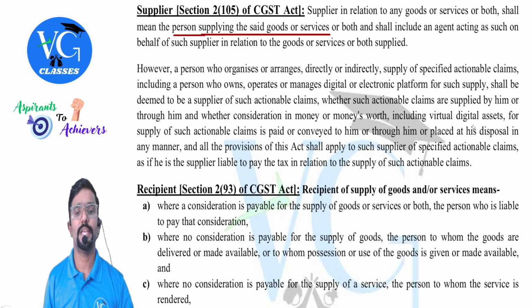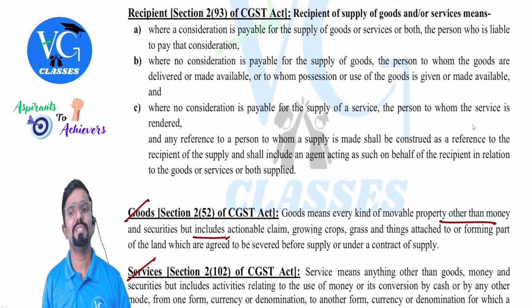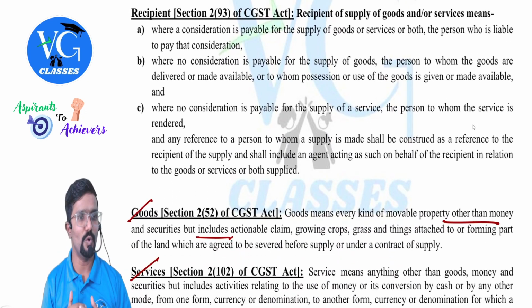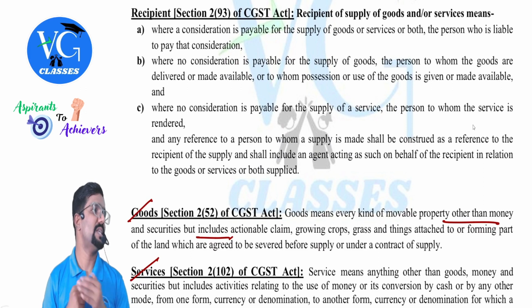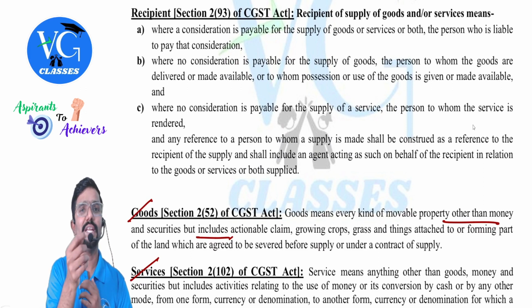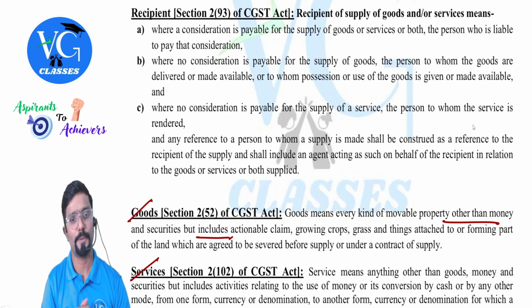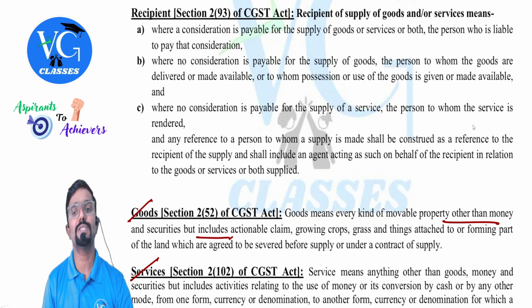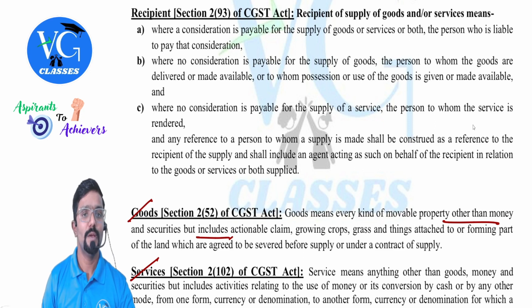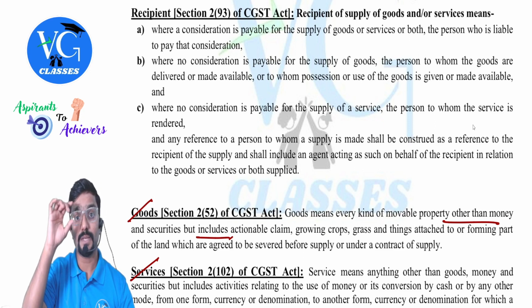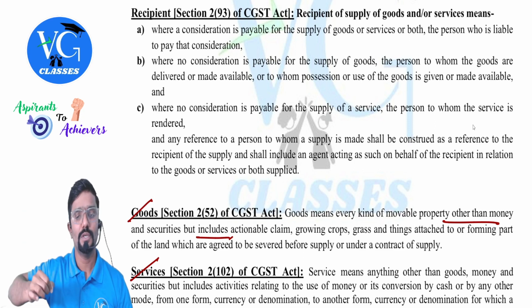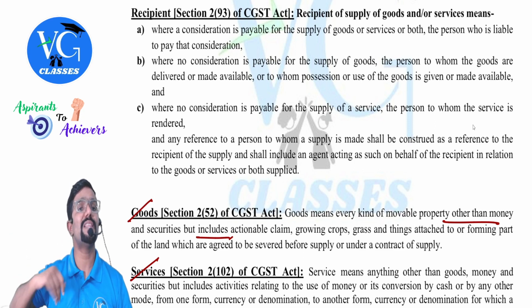Clear? Yes. Next, who is the recipient? Who is the recipient people? Who receives the goods or who receives the services. And for that, in return, they pay what? Consideration. Recipient, section 2, clause 93 of CGST Act. Recipient of supply of goods and or services means where a consideration is payable for supply of goods or services or both, the person who is liable to pay that consideration.